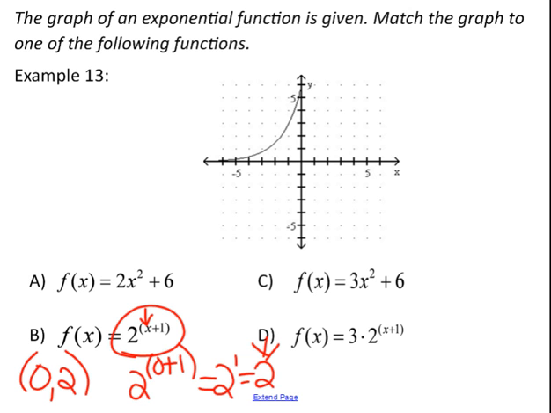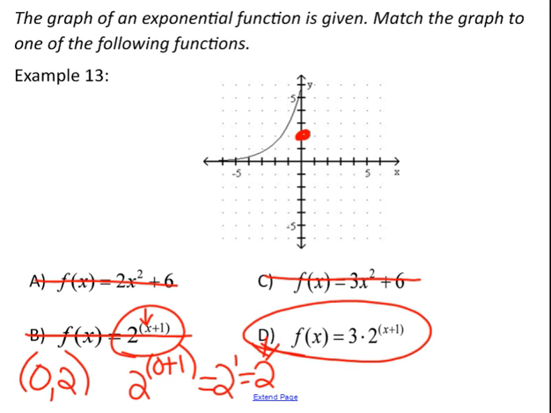So if I look at my graph, I should have a point at (0, 2). And if you look at that graph, you notice that the graph does not go through the point (0, 2). So you can cross out that one. We've already crossed out these two. The only possibility then is this one.